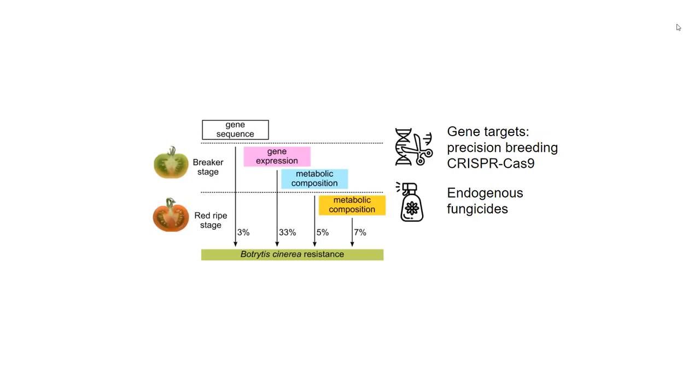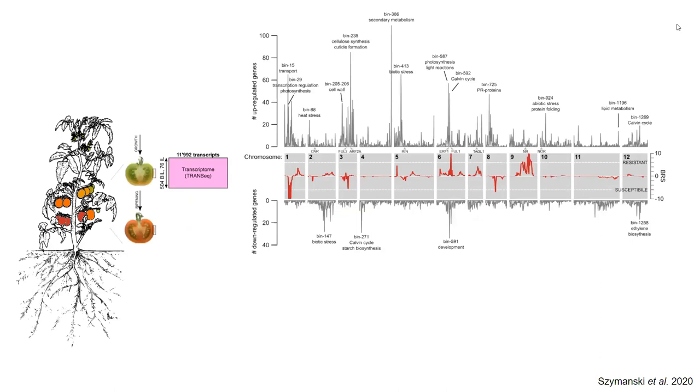But of course, from this study we got much more than identification of the gene candidates in this network approach, because we had many transcripts and many metabolites, and for each of them we could perform QTL analysis and identify gene expression QTLs and metabolic QTLs. And here I show a big overview of all the expression QTLs that we observe, on this plot in respect to the Botrytis cinerea susceptibility score.